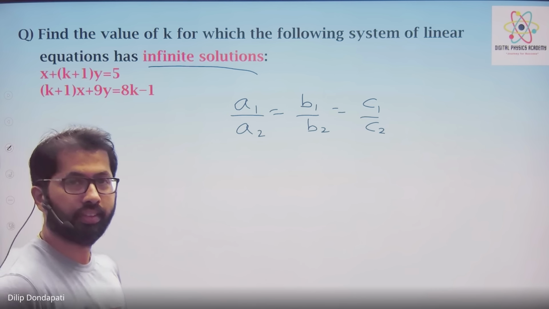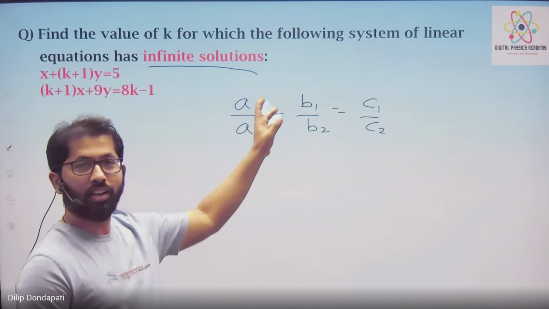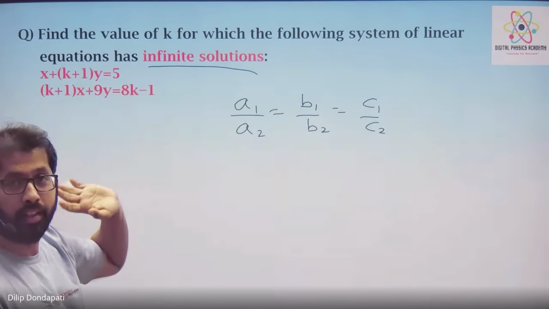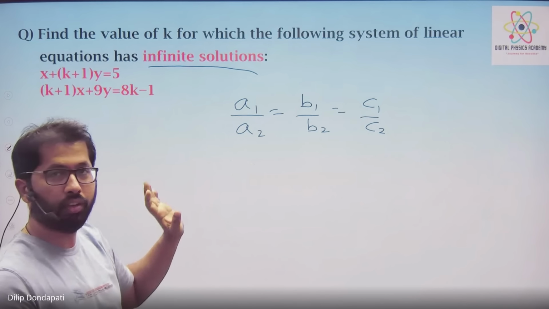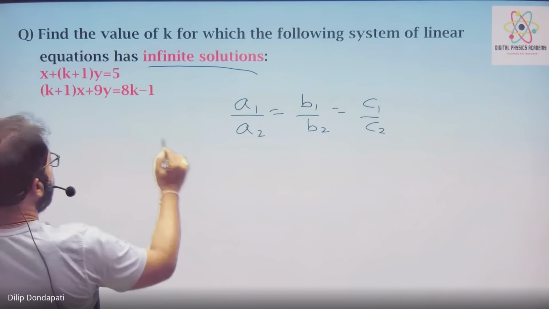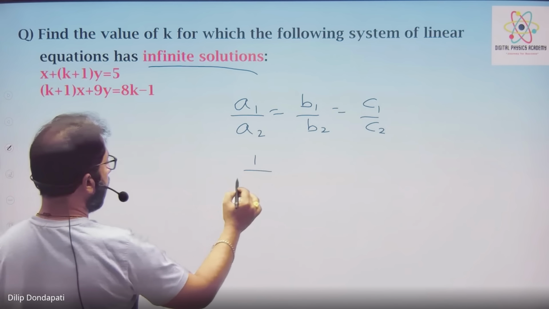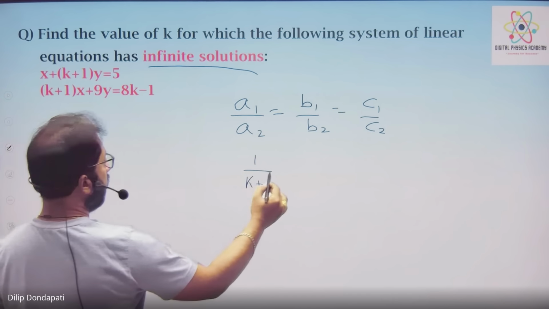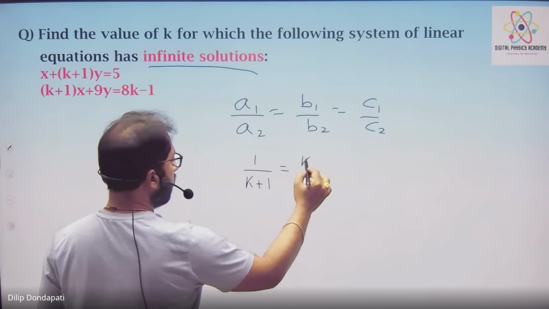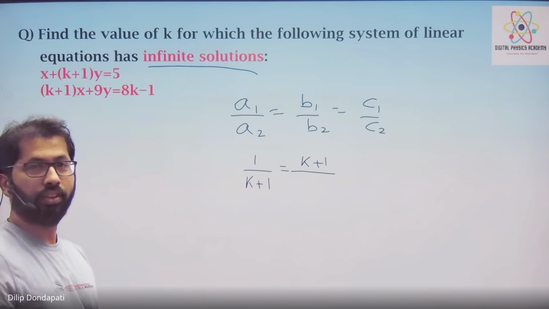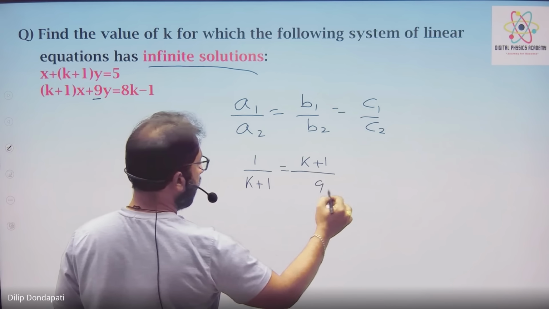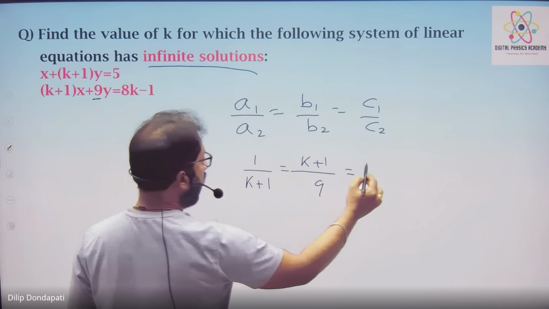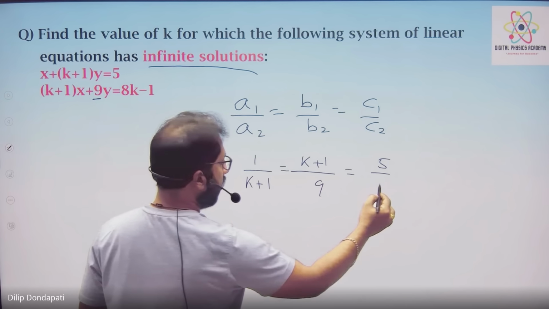Got it? After equating A and B, what should we do next? Cross multiply करके find करने का value of K. Substitute, right? Substitute करके cross multiply करो. Cross multiply करके we have to find the value of K. So A1 by A2 is K plus 1, is equal to B1 by B2, Y का coefficient is here 9, is equal to C1 by C2, 5 by 8K minus 1.